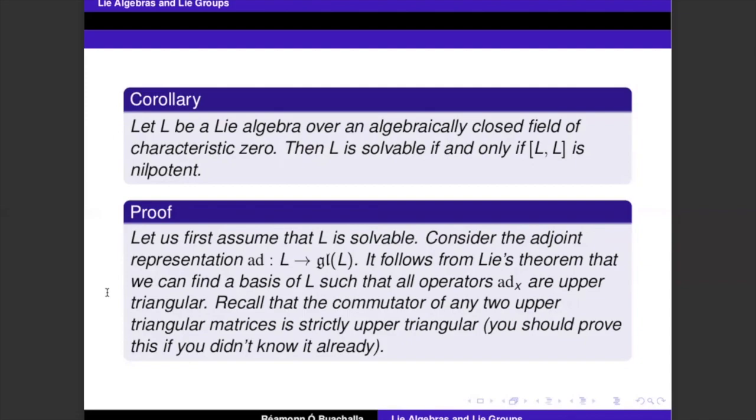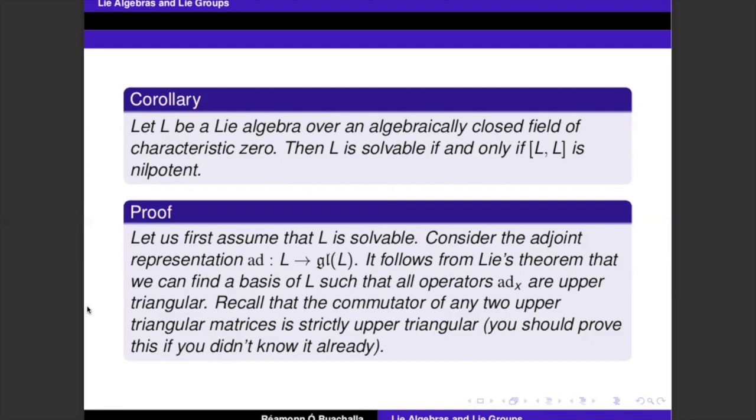So we discussed this before. When we first introduced solvable, we went in one direction. So what we really need to do is to go in the other direction. We'll remind ourselves of this at the end, but let's do the more difficult new direction first. So let's assume it's solvable, and let's prove that this commutator, this Lie bracket, is nilpotent.